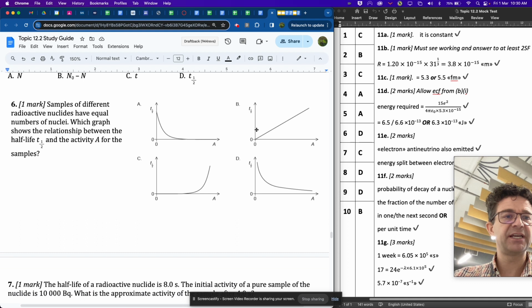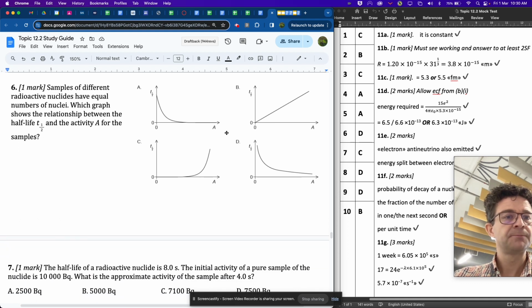Samples of different radioactive nuclei have different numbers of nuclei. Which graph shows the relationship between the half-life and the activity for the samples? So larger values for the half-life will show smaller activity. Those values are related by an exponential relationship. So e to the minus t. I guess it's, no, it would be 1/2 raised to the time divided by the half-life. Times the number of particles gives you the activity.